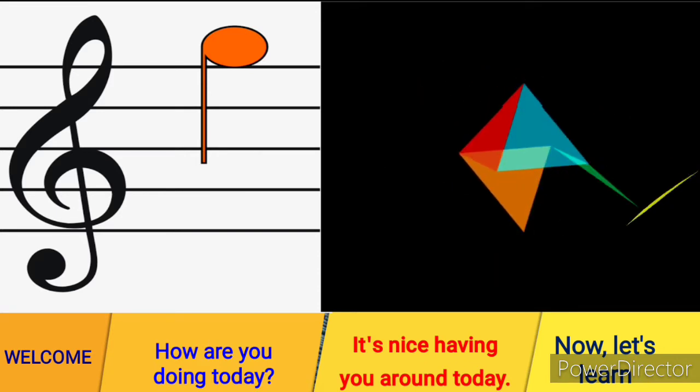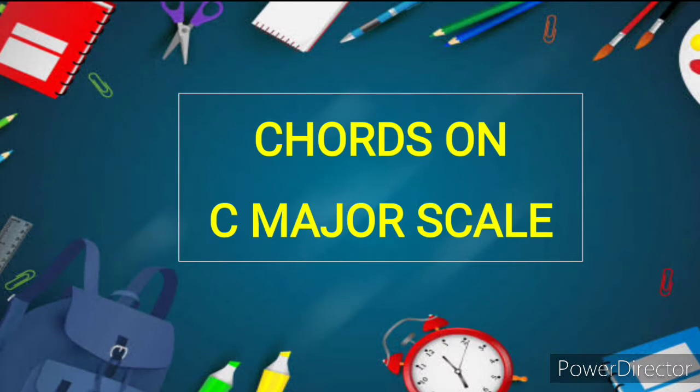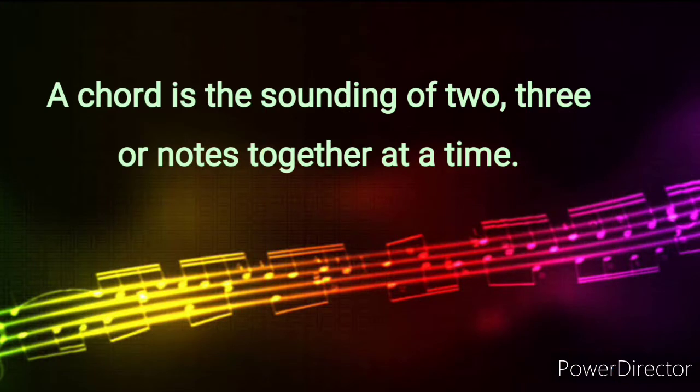Now let's learn. What's the topic we have for today? We are talking about chords on C major scale. What did I say? Chords on C major scale. Now let's look at what chords are before we go to C major itself.